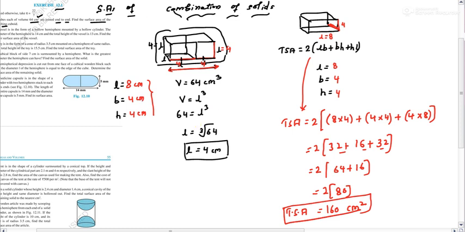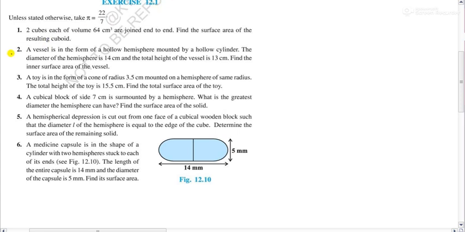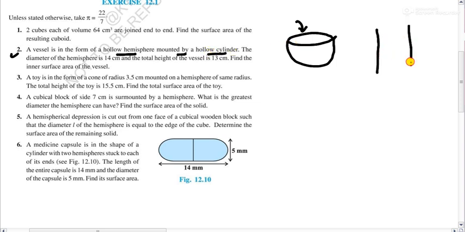No? Okay. Here is question number 2. Question number 2 says a vessel is in the form of a hollow hemisphere mounted by a hollow cylinder. You guys know this is a hemisphere. Hollow means it is open from the top. And a hollow cylinder, imagine a pipe, which is open from both the up and down side. From top to bottom it's open, it's hollow, like it's empty. This is not closed. Got it?